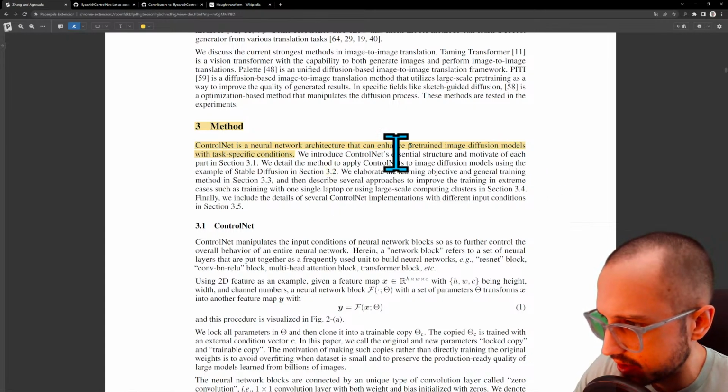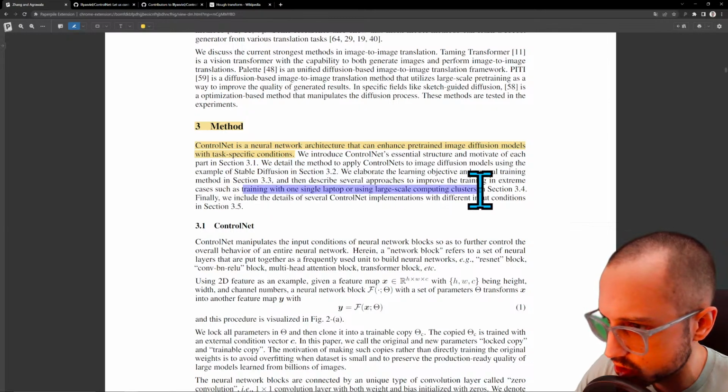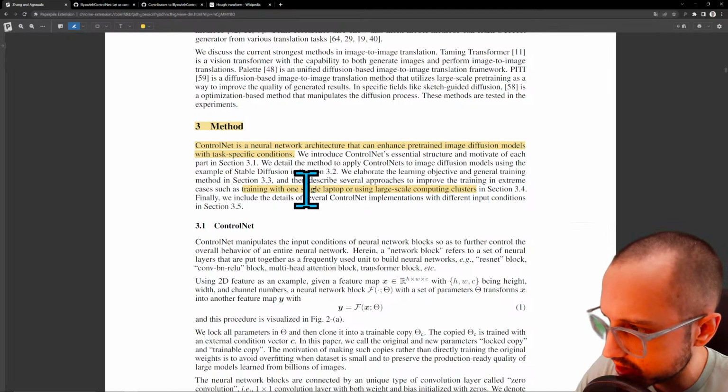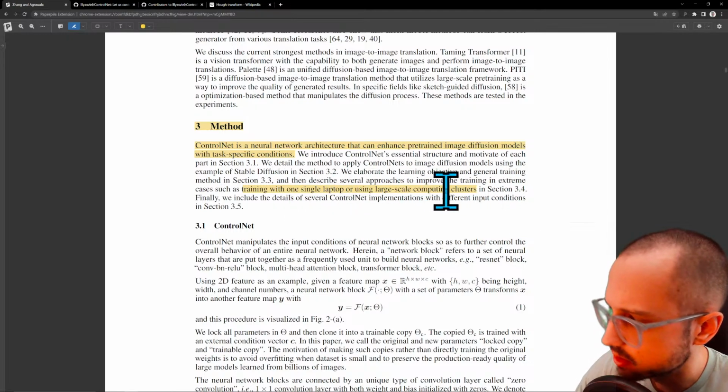2. We elaborate the learning objective and general training method, describe several approaches, and improve the training in extreme. So interesting. They're going to show you what the difference is when you're training on a laptop versus a large-scale computing cluster. I wonder how much of the Stable Diffusion community is actually using laptops and how much of the Stable Diffusion community is actually using clusters.